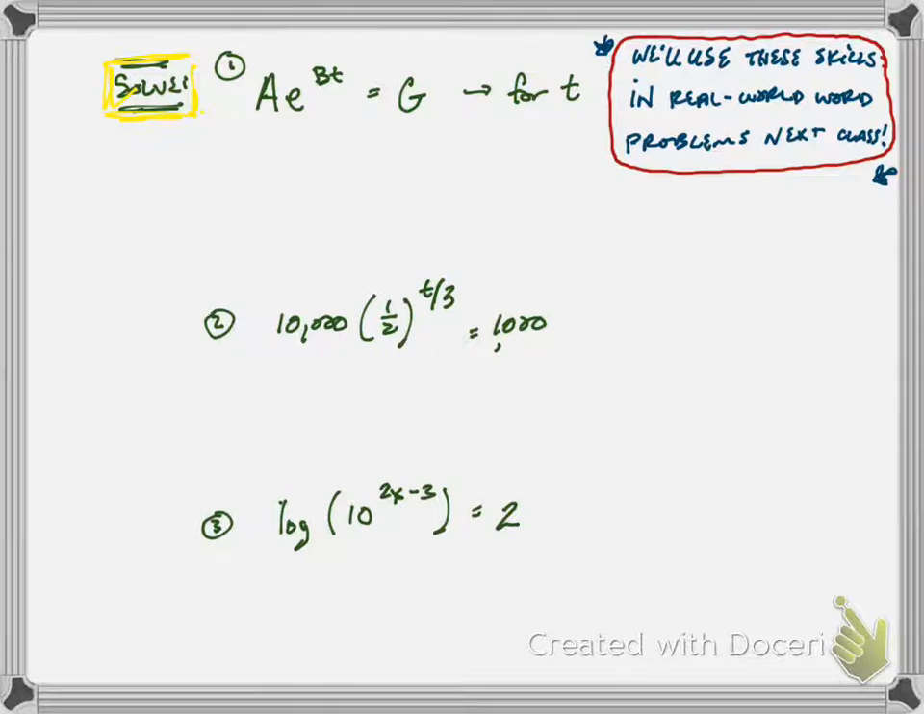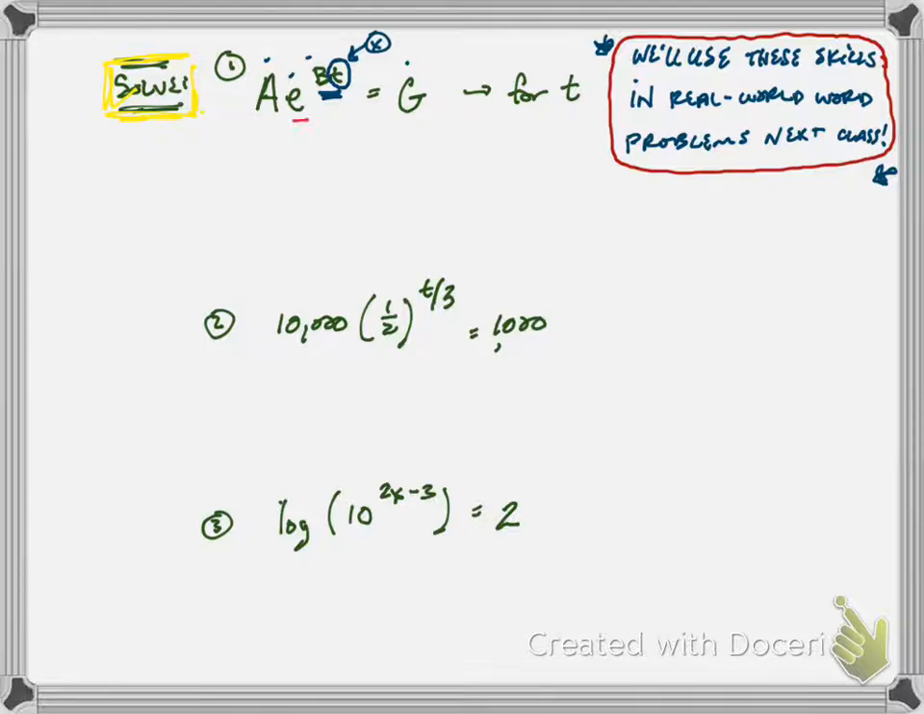Okay? I want to solve for t, and there's a whole bunch of different variables here. Everything is a constant, a, e, b, and g, except for t. T is my unknown. Think of it as x. It's my independent variable. Okay? And I want to solve for x. Well, I don't know my exponent, and so that tells me I'm going to have to use logs or natural logs eventually.